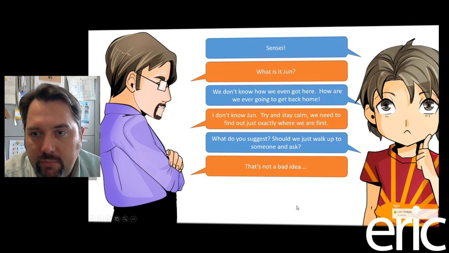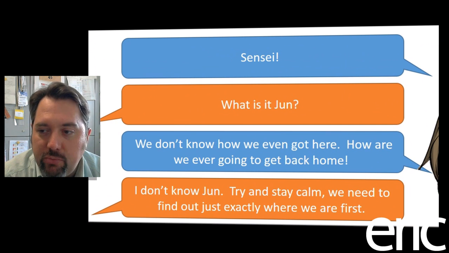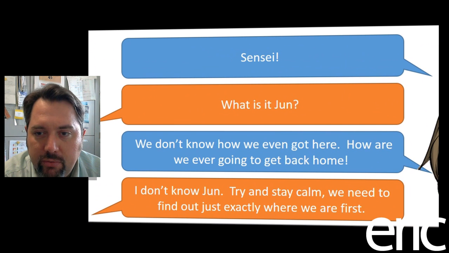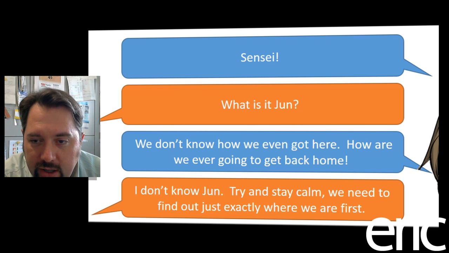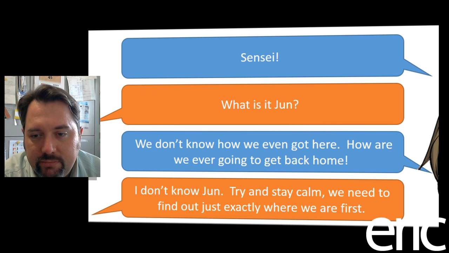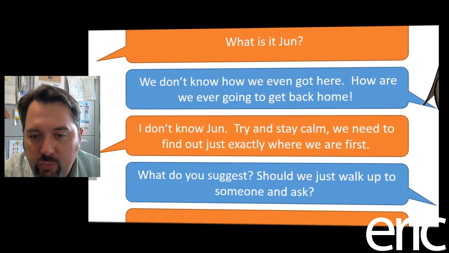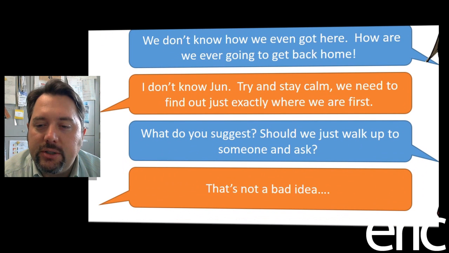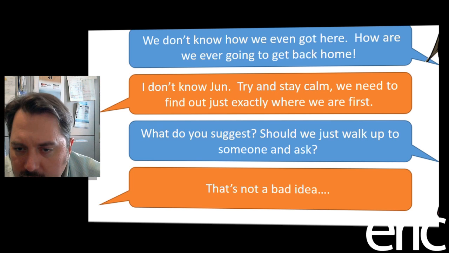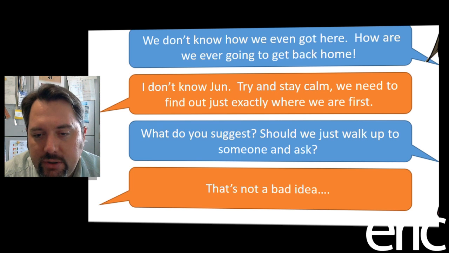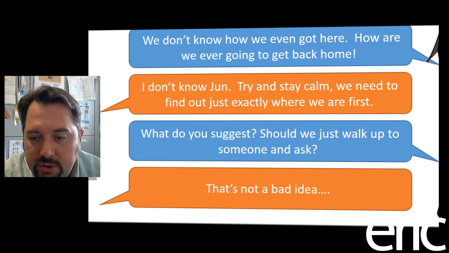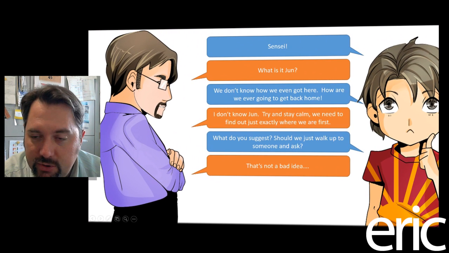This is June in the group. What is it, June? We don't even know how we got here. How are we ever going to get back home? I don't know, June. Try and stay calm. We need to find out just exactly where we are first. What do you suggest? We walk up to someone and ask? That's not a bad idea. So that's exactly what you do.